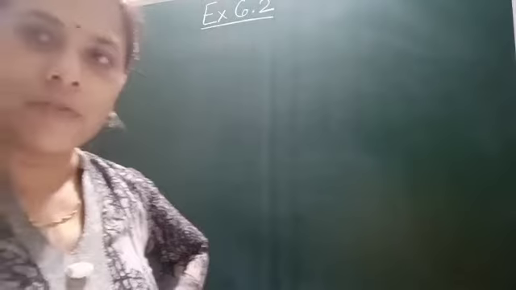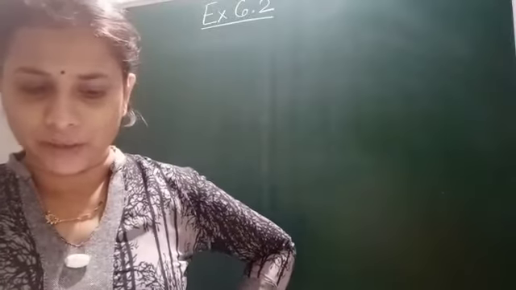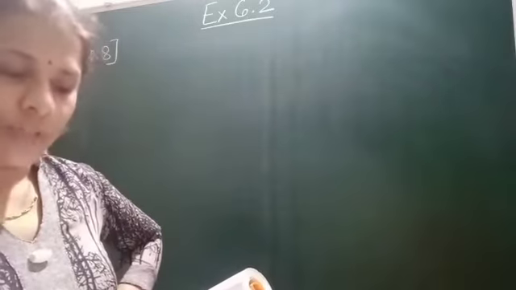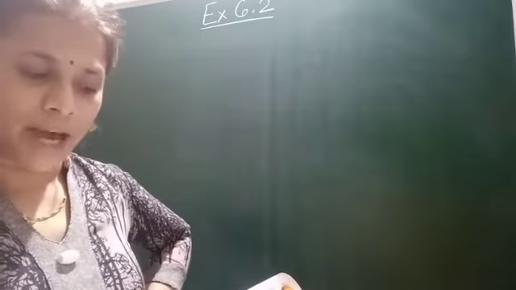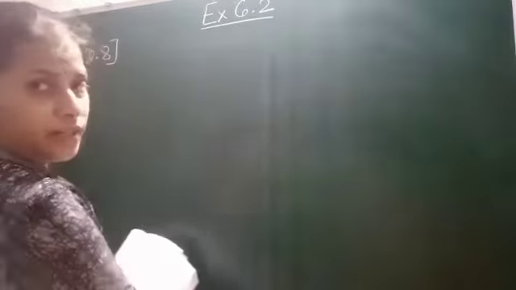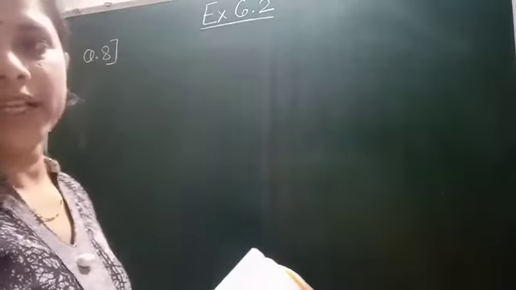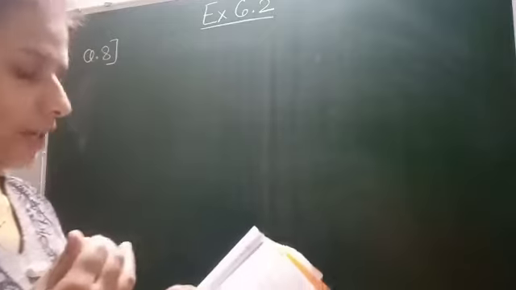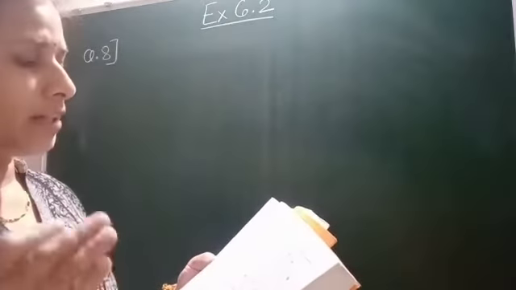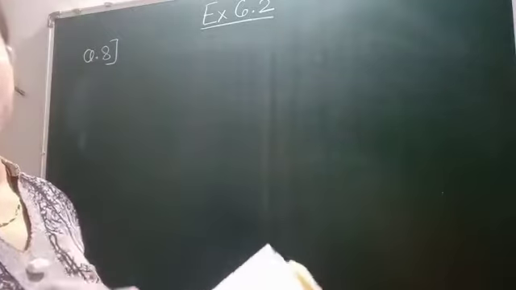Question number 8 of exercise 6.2 is using theorem 6.2, which is the converse of the basic proportionality theorem. Prove that the line joining the midpoints of any two sides of a triangle is parallel to the third side. Again the statement is given here. So first we will read the question once again, then according to the question we will draw the diagram.